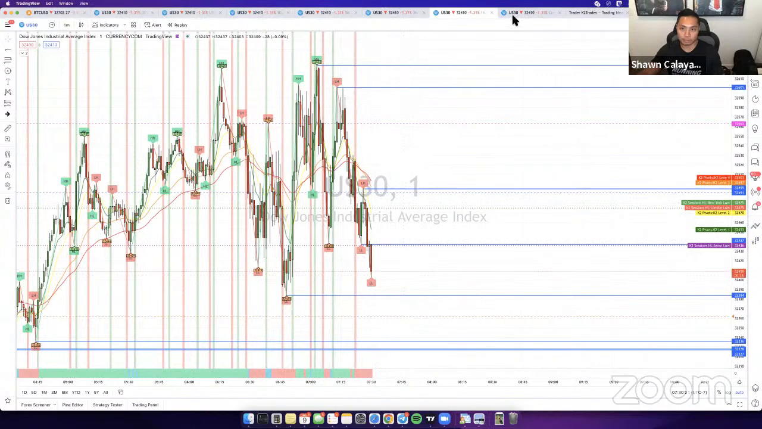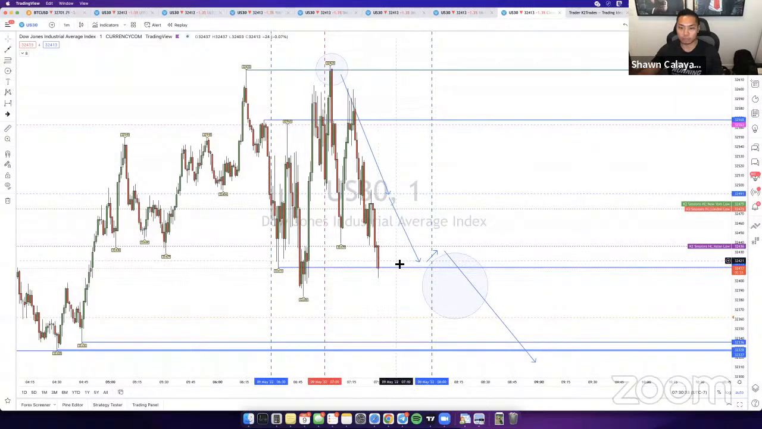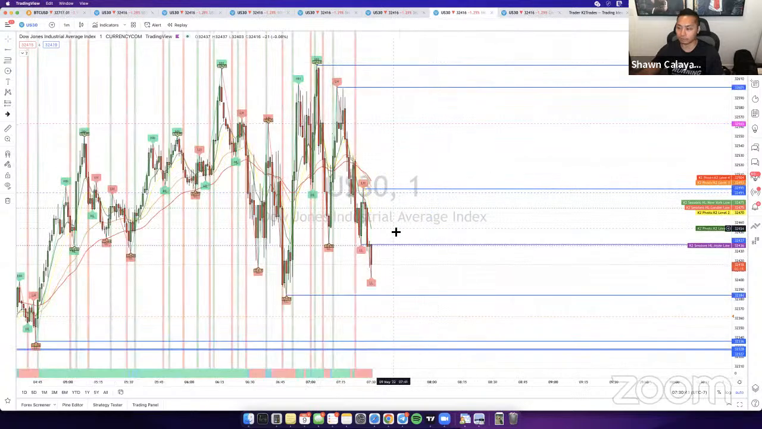What I'm looking for at this point, it came exactly to where I'm looking for. I'm looking for it to retrace up and then come back down, because we can't take a sell until we have a sell signal come up there. So at the moment, there's nothing for us to take, but it's just going to be a matter of waiting for something to actually come up.